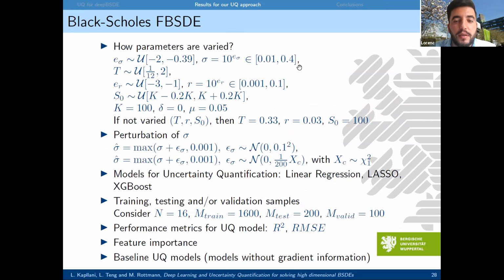And here I also present how these parameters are varied. We try to vary all the parameters within a practical range. For example, the volatility from 0.01 to 0.4, the maturity uniformly distributed from 1/12, which is 1 month, up to 2 years, the interest rate from 0.001 to 0.1. And then we also consider in-the-money and out-of-the-money options by sampling S0 uniformly within this range here.